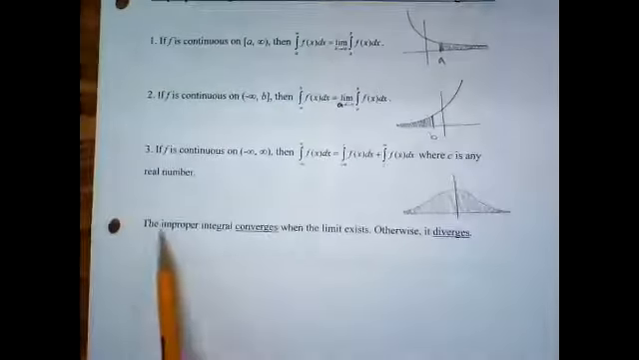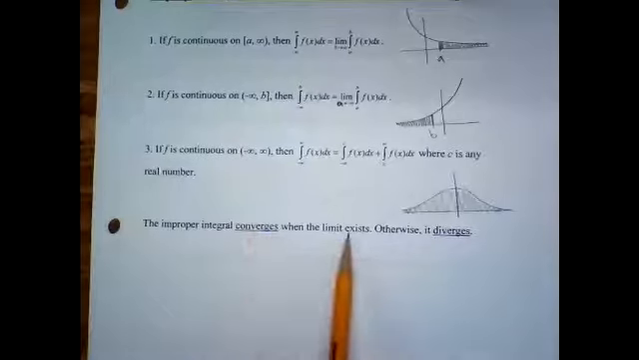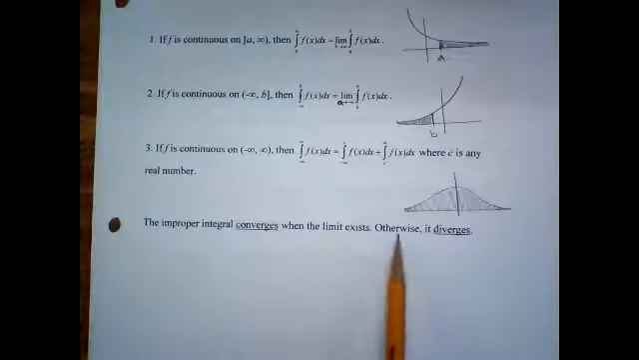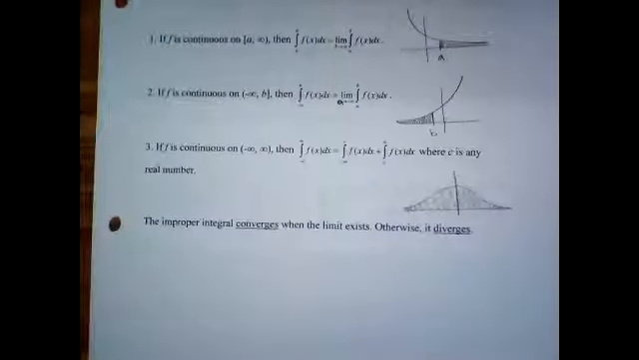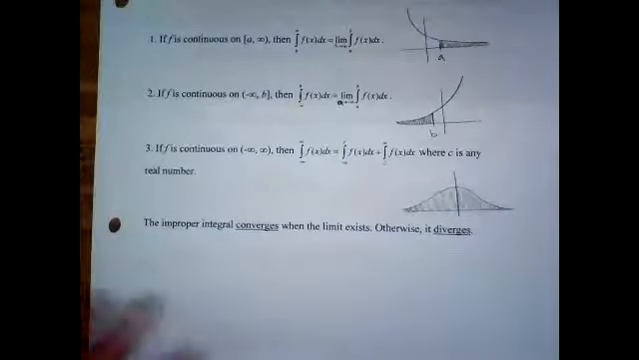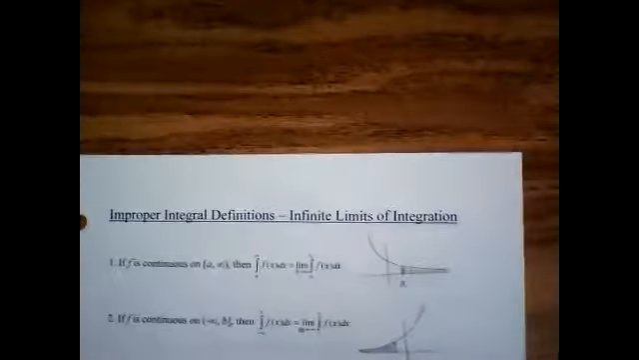The improper integral converges if you get an answer. If you get an answer, great. If you don't get an answer, like it goes to infinity or something like that, then it diverges. So you would just say diverges. That's like your no solution. All good? Now we're just going to do a bunch of problems, okay?